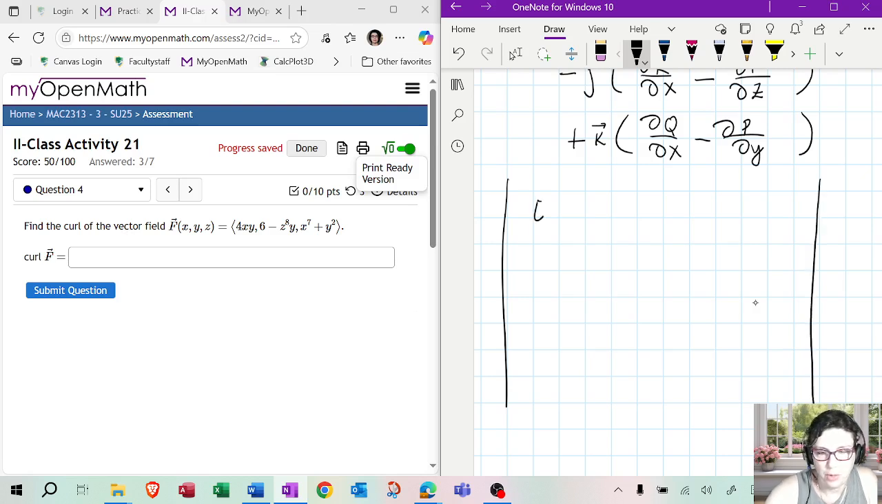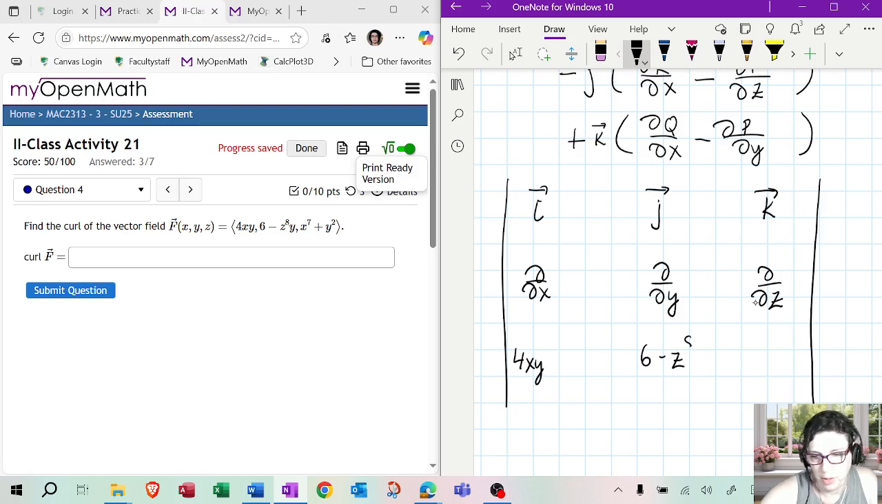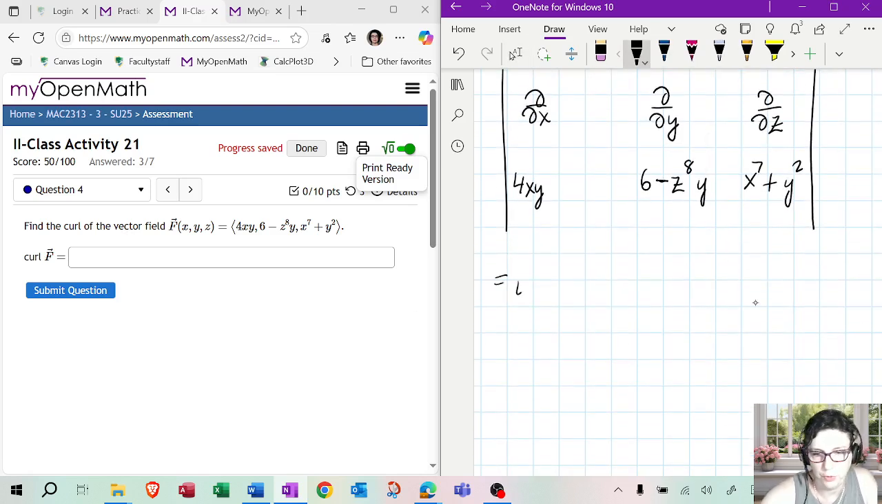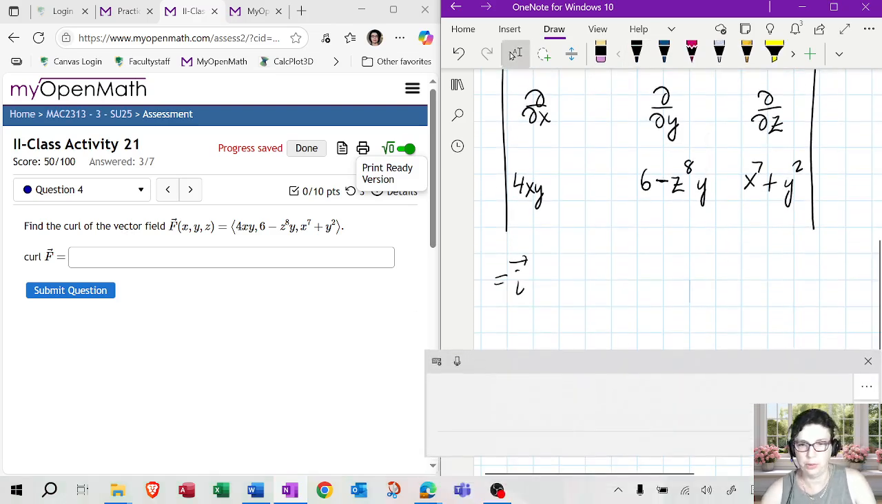Okay, so i is in the numerator. First row, i, j, and k. Then we got those partial things, which is the del operator. And then we got the actual components. So 4xy, 6 minus z to the 8y. And then we have x to the 7 plus y squared. So it's a lot of partial derivatives to take, basically. So first the ith component. So what happens to that?